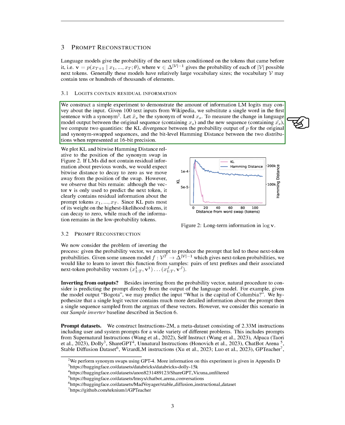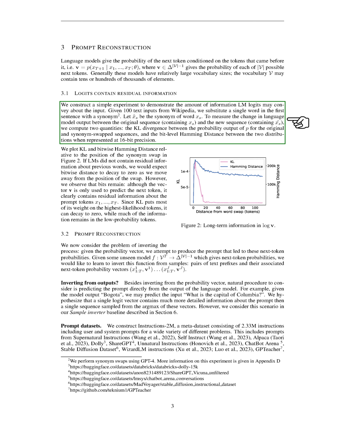To measure the difference in the LM output between the original sequence, with x_s, and the new sequence, with #x_s, we calculated the KL divergence between the probability outputs of P for both sequences and the bit-level Hamming distance between the two distributions represented at 16-bit precision. We then plotted these values relative to the position of the synonym swap in a figure. If LMs didn't contain residual information about previous words, we would expect the bit-level distance to decrease to 0 as we moved away from the swap position.